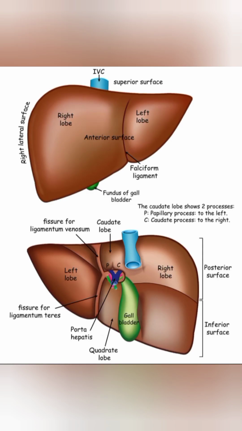Assalamu alaikum everyone. Today we are going to discuss the lobes and blood supply of the liver. First of all, we will see the lobes of the liver anatomically. So anatomically, the liver is divided into four lobes.